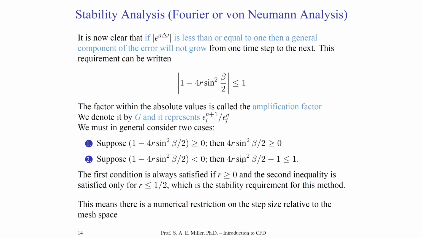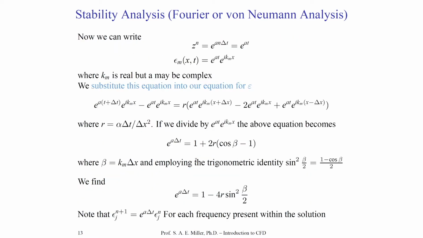You'll see that the first condition is always satisfied for r greater than or equal to 0. And the second inequality is only satisfied for r less than a half. This is the so-called stability requirement of this particular method. We have put bounds on r, that it must always be greater than or equal to 0, and it is always less than a half. This means that there are numerical restrictions on the time step relative to the mesh spacing. For example, for this range of r values, and recall that we define r as alpha delta t over delta x squared.